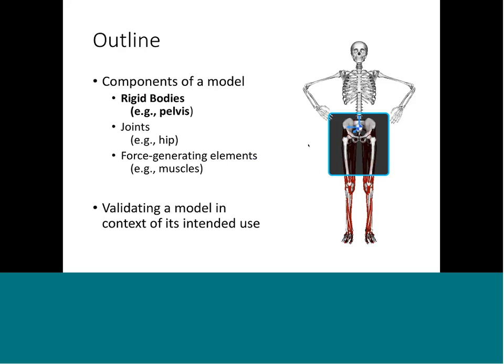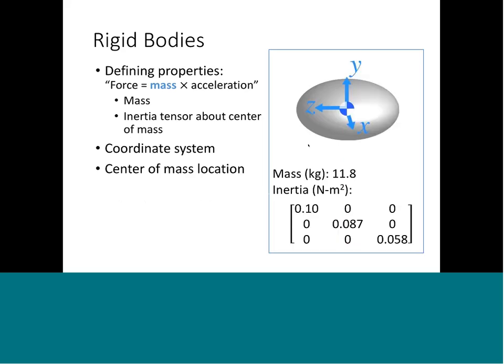So let's dive right in and talk briefly about rigid bodies. The dynamic behavior of a rigid body in OpenSim is really defined by the body's mass and inertia tensor about the center of mass. So for example, here's a body with mass 11 kilograms. And to describe the inertia tensor and center of mass location, we choose a coordinate system shown here in blue and assign values to these parameters with respect to these axes.